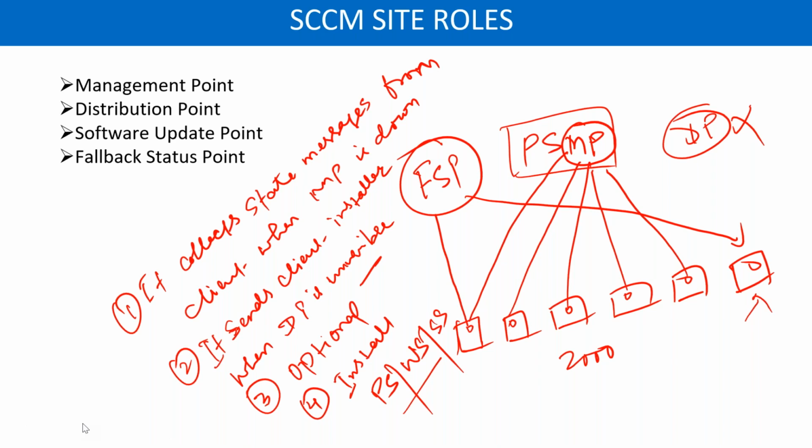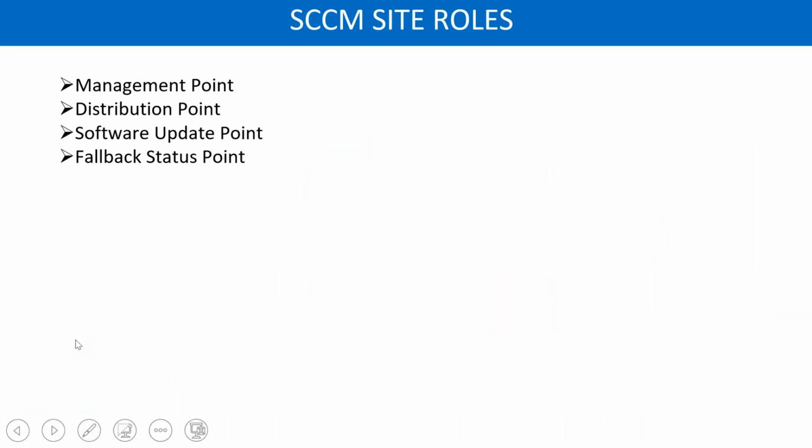So the fallback status point works to deploy the SCCM client to new workstations, new or existing workstations, in the absence of a DP, not the MP. The MP does not store the content. Contents are stored in the DP. The MP contains the instructions, the policies. So that's the role of the fallback status point. It is an optional role. We have discussed that the first one is mandatory, the second one is also mandatory, the third one is optional, and the fourth one is also an optional role.